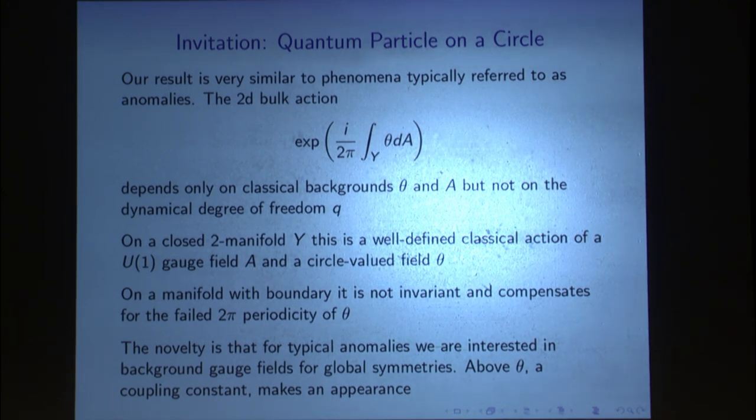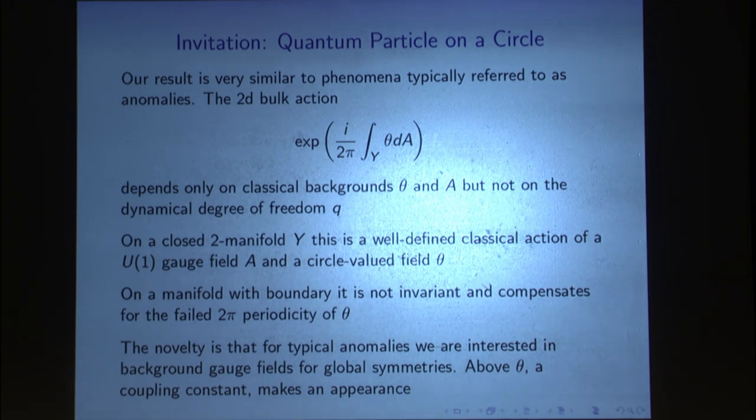OK, so what's the novelty? The real novelty is simply that usually when you discuss anomalies, you're thinking about background fields only for global symmetries. So A was a background field for a global symmetry, so we're not surprised to find it sitting in this classical action. But here, something interesting has happened, which is that theta has also been extended into the bulk and is participating in this classical action. So we can view this as a kind of generalized anomaly involving theta and A, the coupling constant and the gauge field. And we'll see that all of our examples are similar to this. We have a generalization of the notion of anomalies that involves coupling to classical extensions of the coupling constants into the bulk.